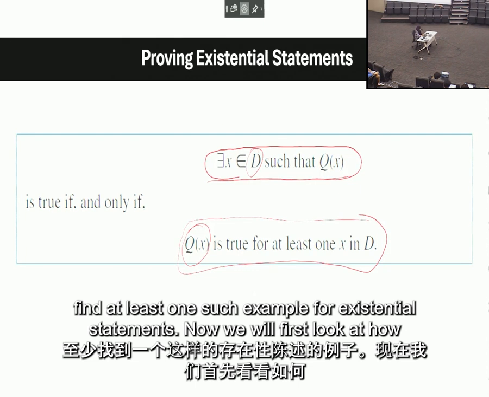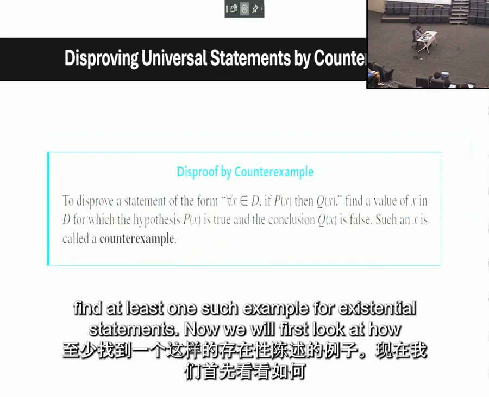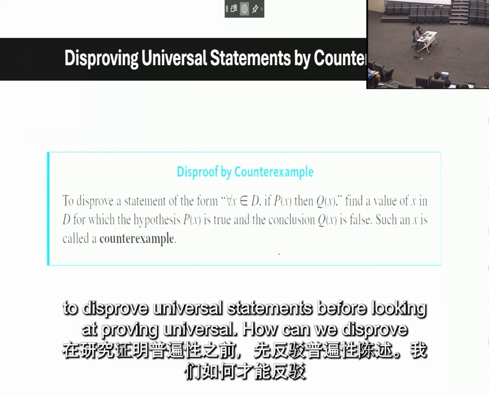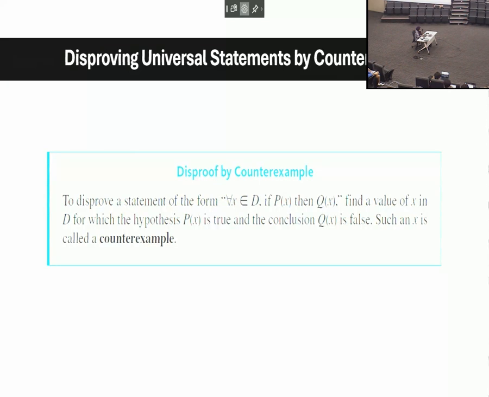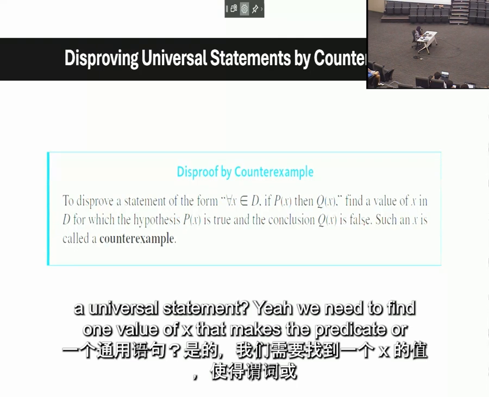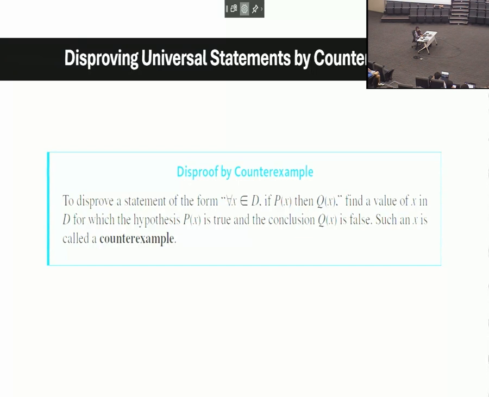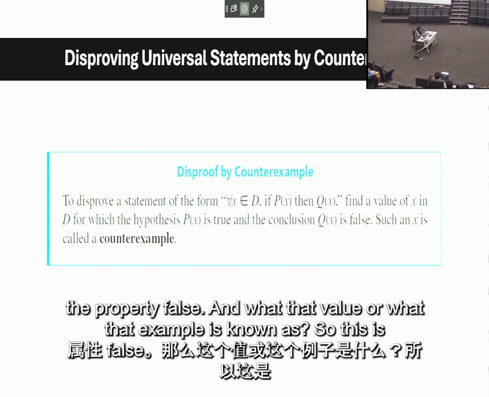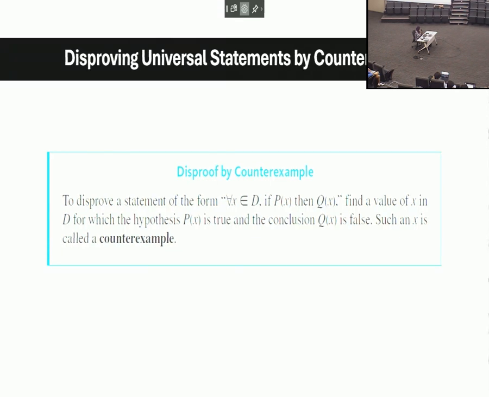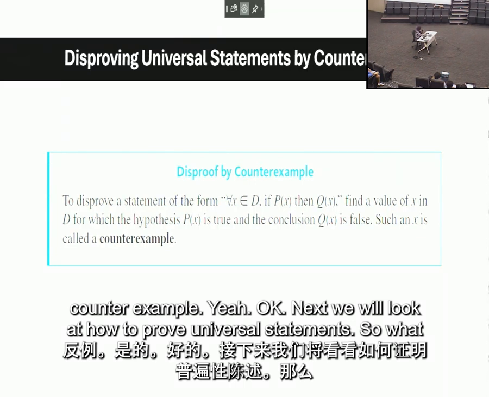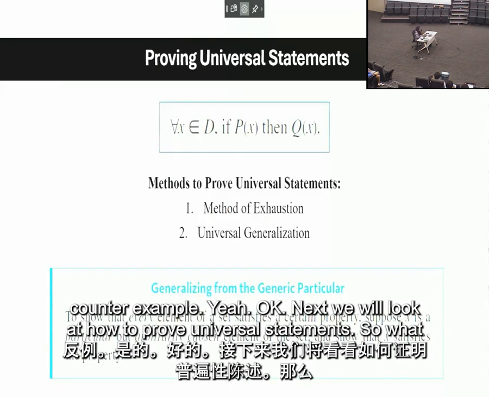Okay, for existential statements. For now, we will first look at how to disprove universal statements before looking at proving universal statements. How can we disprove a universal statement? Yeah, we need to find one value of x that makes the predicate or the property false. Okay, and what is that value or example known as? Counterexample. Yeah. Okay.